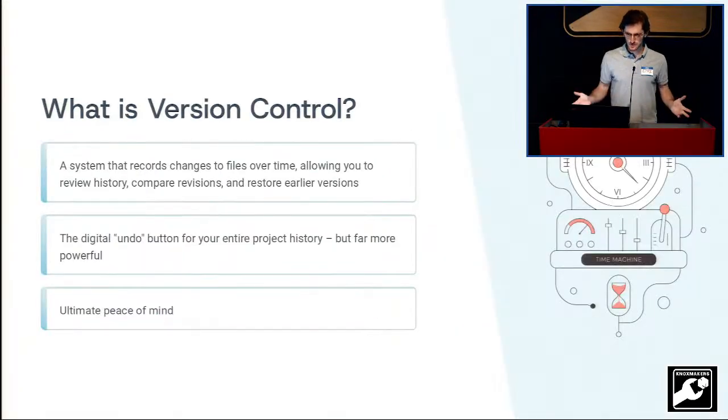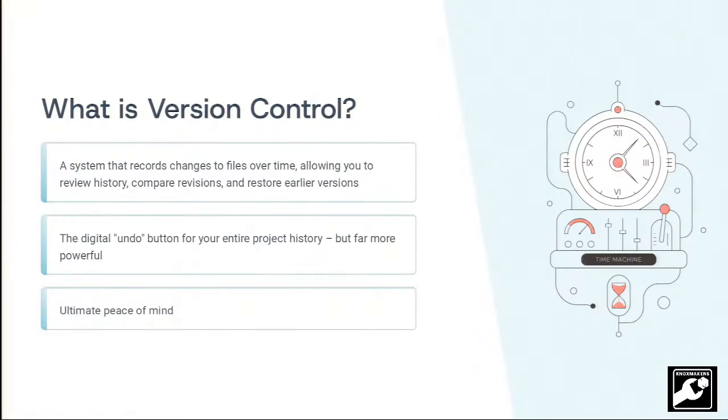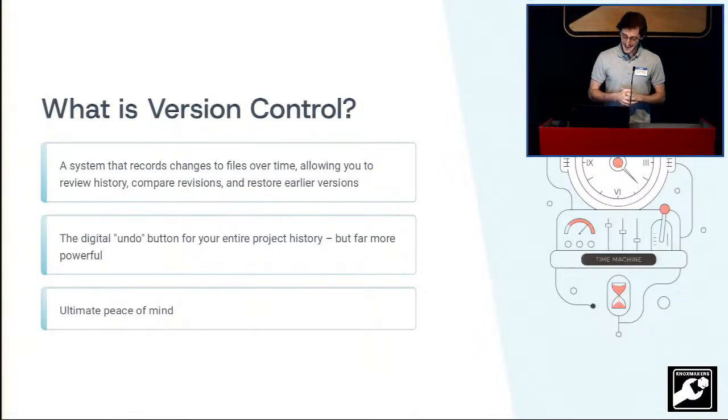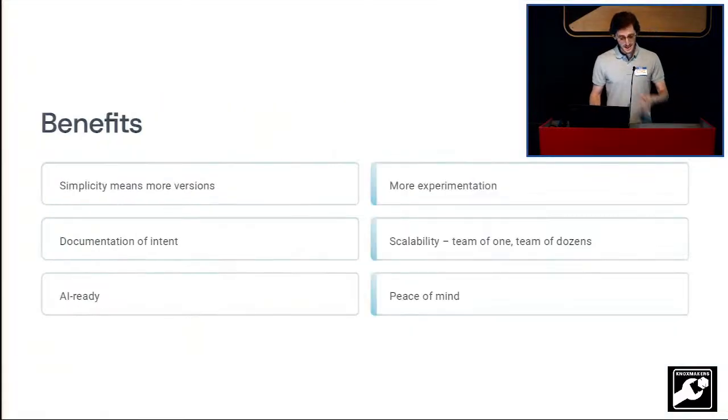So version control actually solves all of those problems and more, right? It's a system that records changes to files over time, allowing you to review history, compare revisions, and restore earlier versions. You can consider it like a digital undo button for your entire project history, and it's a lot more powerful. And it gives ultimate peace of mind. Very, very important. For me, that's very, very important. And I would say if there's like one reason that I say you have to do this, it's that you need peace of mind.